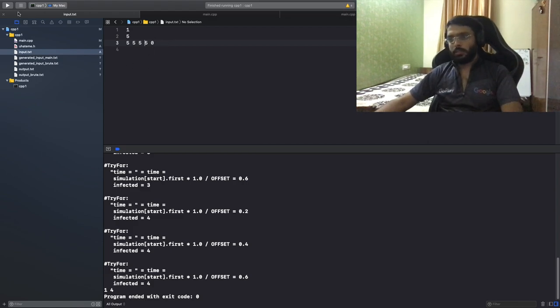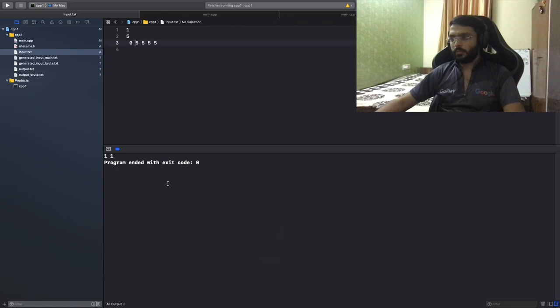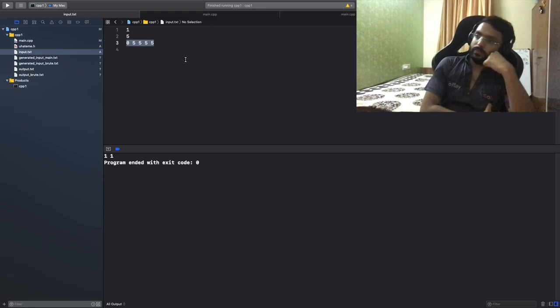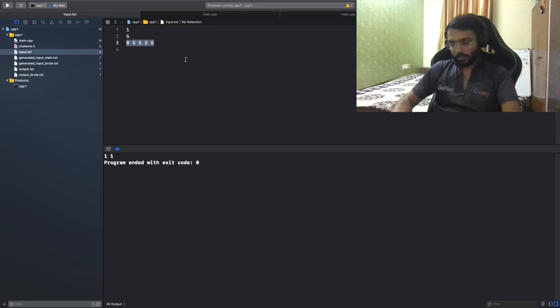What about this? So best case is 2 are infected when one of these is infected. Worst case is when 0 is infected. Both the best case and the worst case are like when just one is infected. I see. So let's say 0, 1, 2, 3, 4. Again, best case and worst case should be 1, 1.